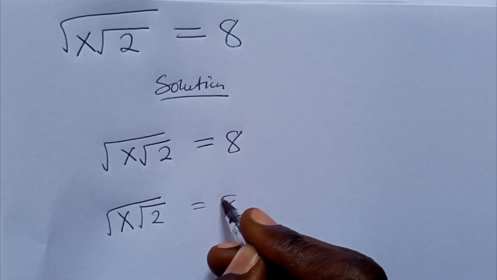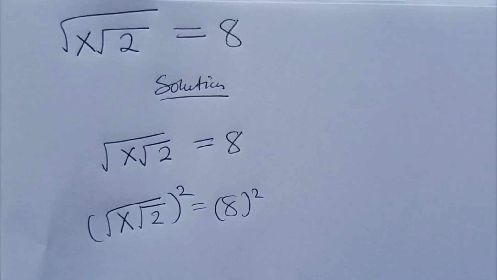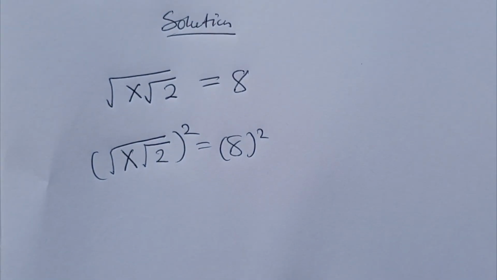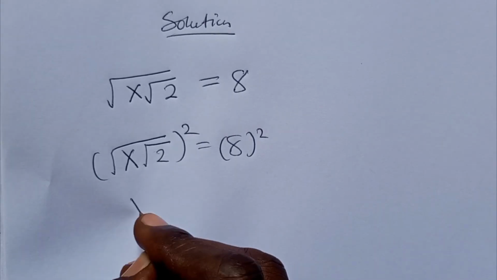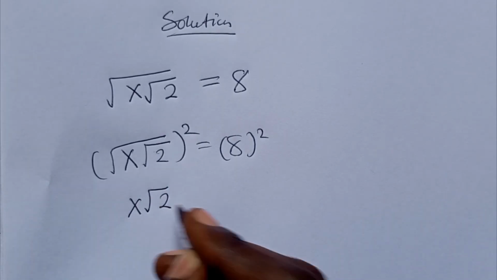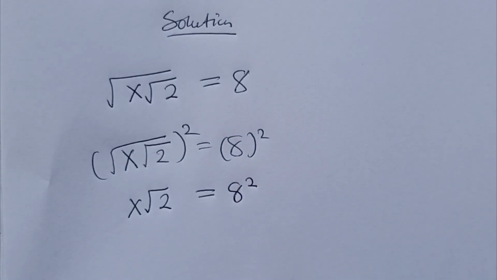Let's decide to square both sides. That is squared. We apply it to the left hand side and to the right hand side. And this whole squared is the same thing as x root 2 equal e to the power of 2.